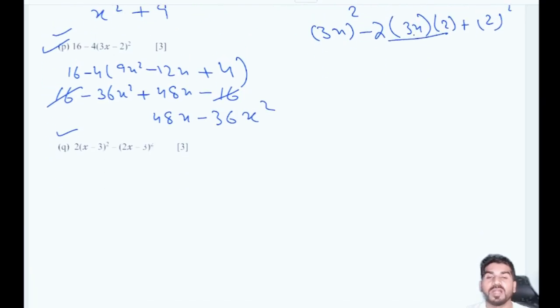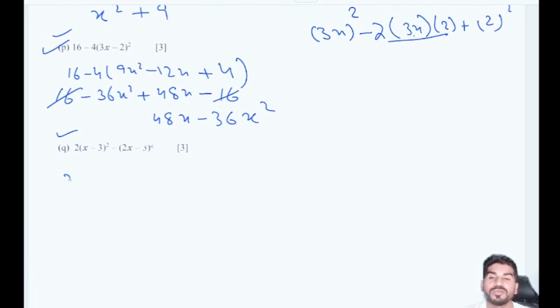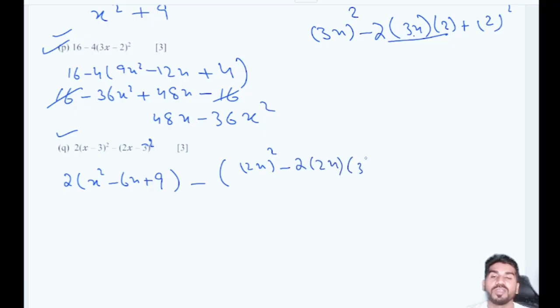Now you can see part Q here. There is 2 into (x minus 3) whole square. It will be x squared minus 6x plus 9. This is again a squared minus 2ab plus b squared. And there is (x minus 3) whole square. What we can do, again we can open this formula for 2x squared. There will be a squared minus 2ab, a is 2x and b is 3, and plus 3 squared.